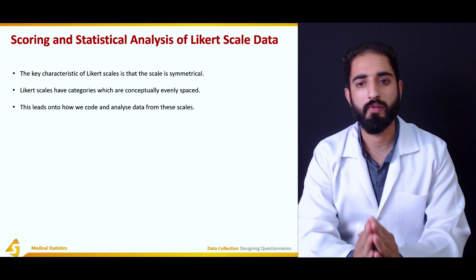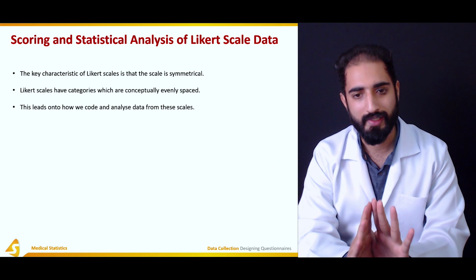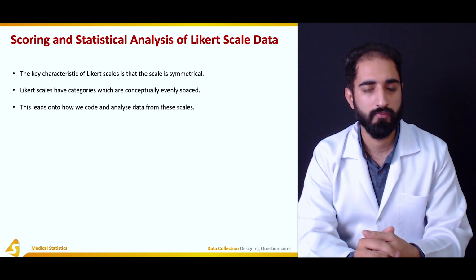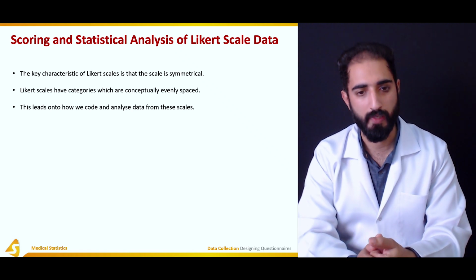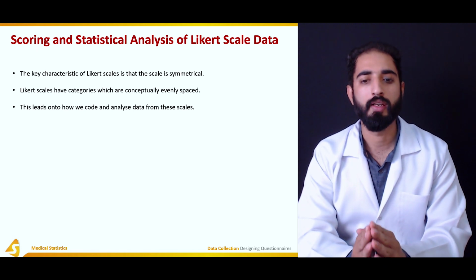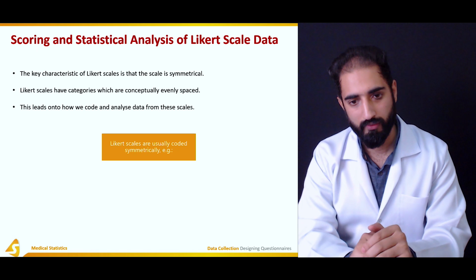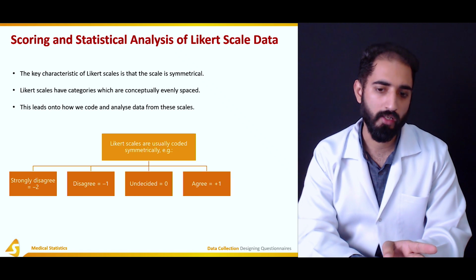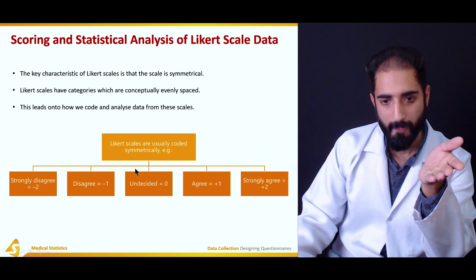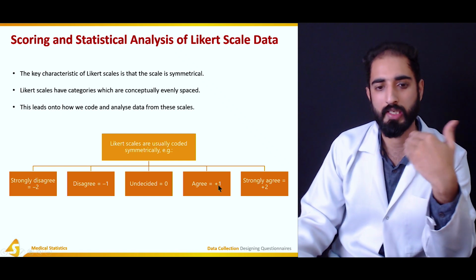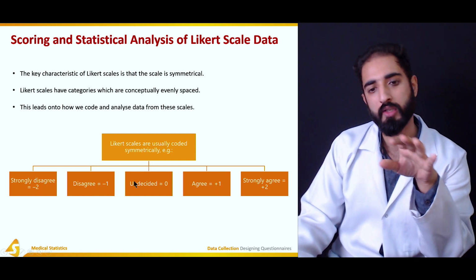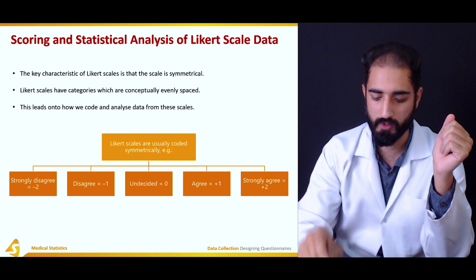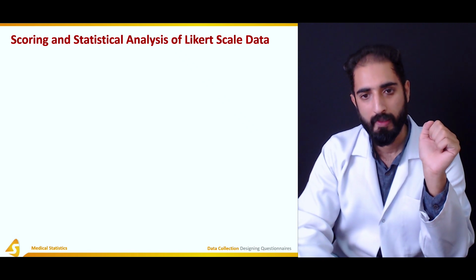Now, statistical analysis of Likert scale data. The key characteristic of a Likert scale is that the scale is symmetrical. Secondly, it is categorical and conceptually evenly spaced. This leads on to how we code and analyze data for these scales. These scales are usually coded symmetrically. Here we have an example: the neutral response is 0, the positive responses are +1 and +2, and the negative responses are -1 and -2. Because it is symmetrical, right hand side plus, left hand side minus, the coding is symmetrical as well.